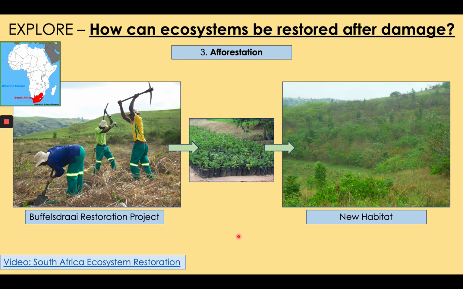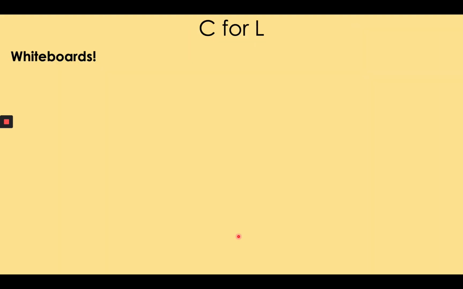Okay, time to assess your learning. Get a whiteboard out or a pen and paper and answer these questions. Question 1. Why is a keystone species so important for an ecosystem?